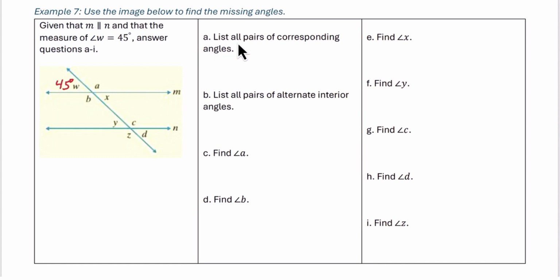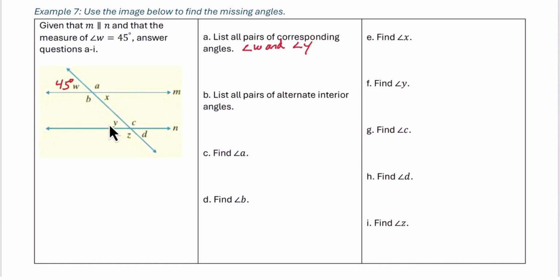First, let's list all pairs of corresponding angles. Remember, corresponding angles are located on the same side of the transversal and in corresponding positions relative to the two lines. So if we focus on angle W and angle Y, these are corresponding angles. They're on the same side of the transversal and in corresponding positions.